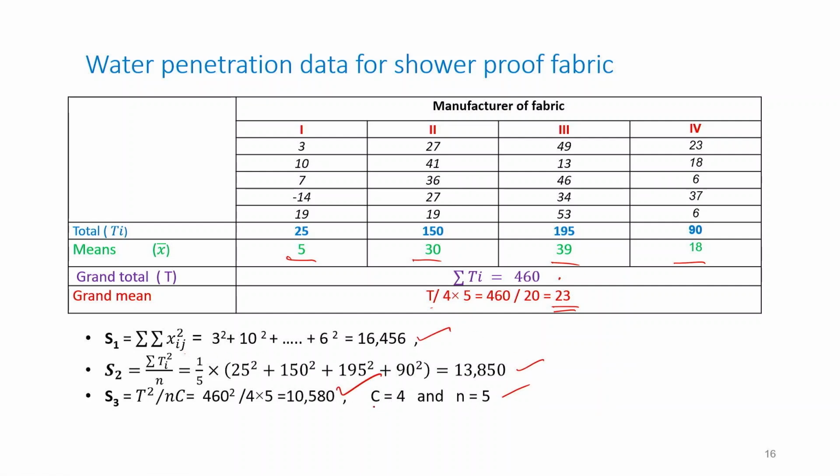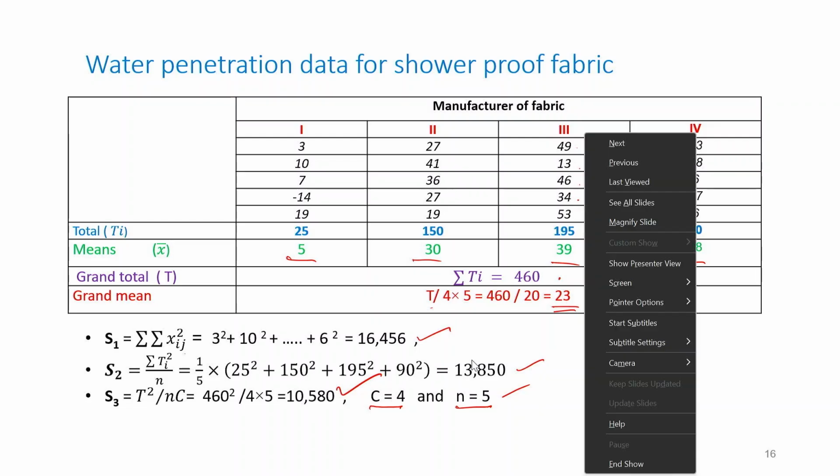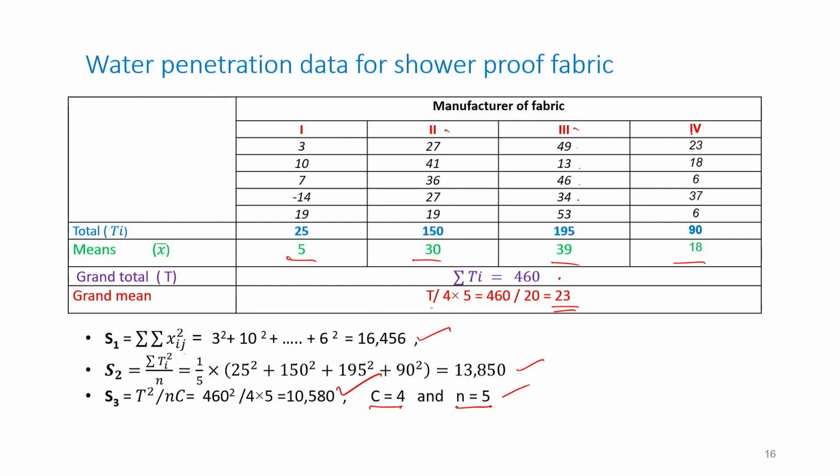S1, S2, S3, C equal to 4 in this case, and N equal to 5. N is 5. You just count 1, 2, 3, 4, 5. And C is 4. We have 1, 2, 3, 4 manufacturers, so therefore C is 4. And we have 5 readings for each manufacturer, so N is 5.